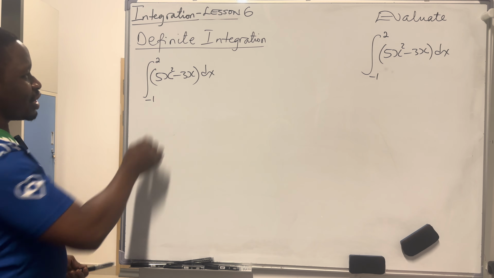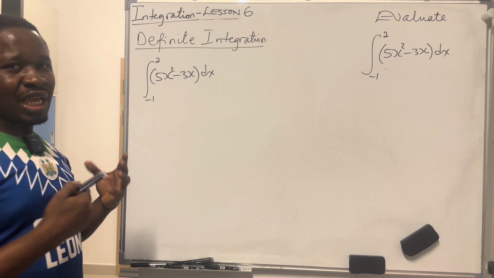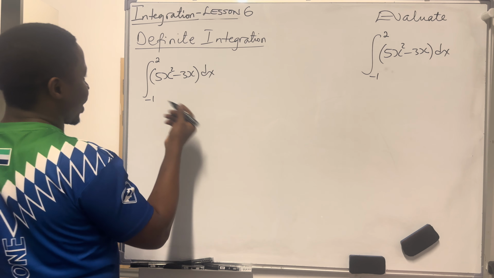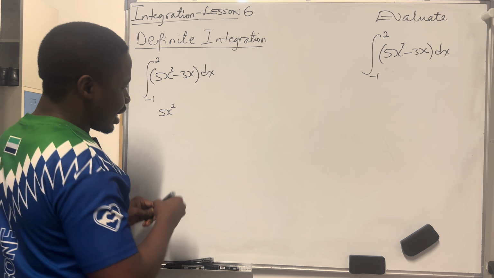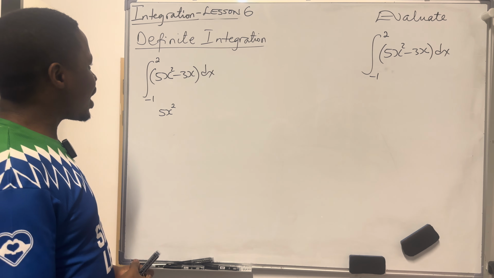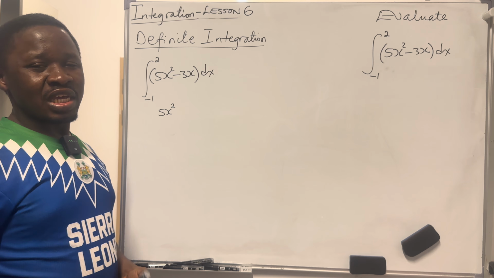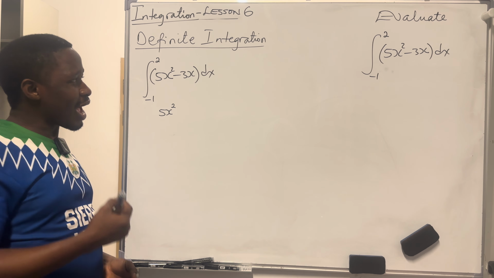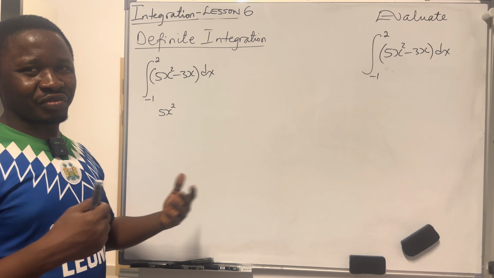The first thing we do is to integrate as usual. Whether it is definite or indefinite, you need to integrate the function given. That is 5x squared. How do we integrate this one? This one is an algebraic function. One point worth noting is that whenever you want to perform integration or differentiation, if you cannot identify which function you are dealing with, you cannot even do it.